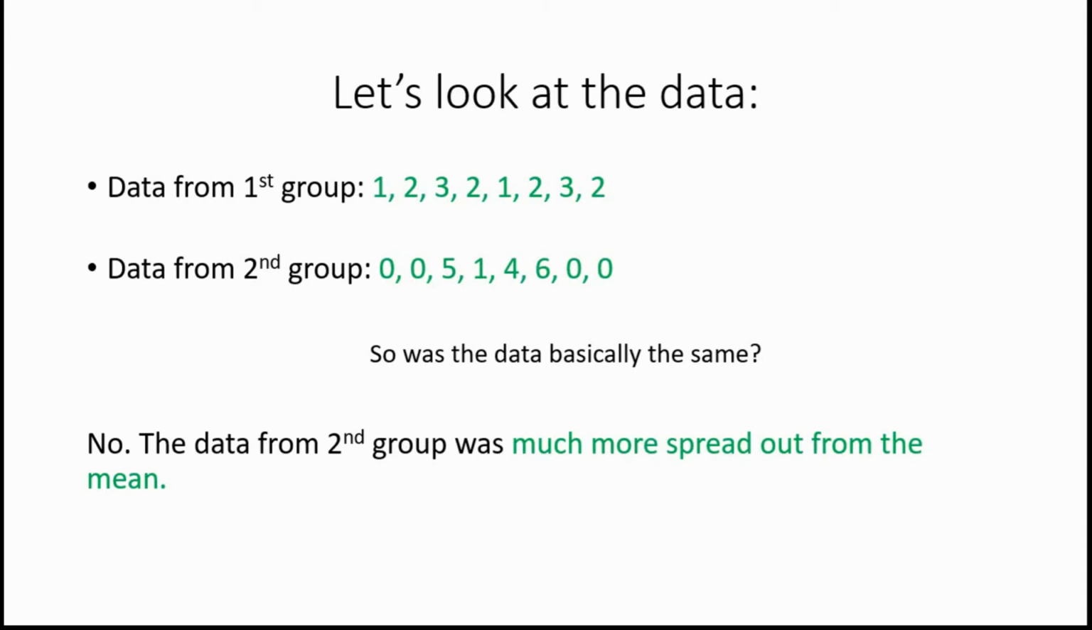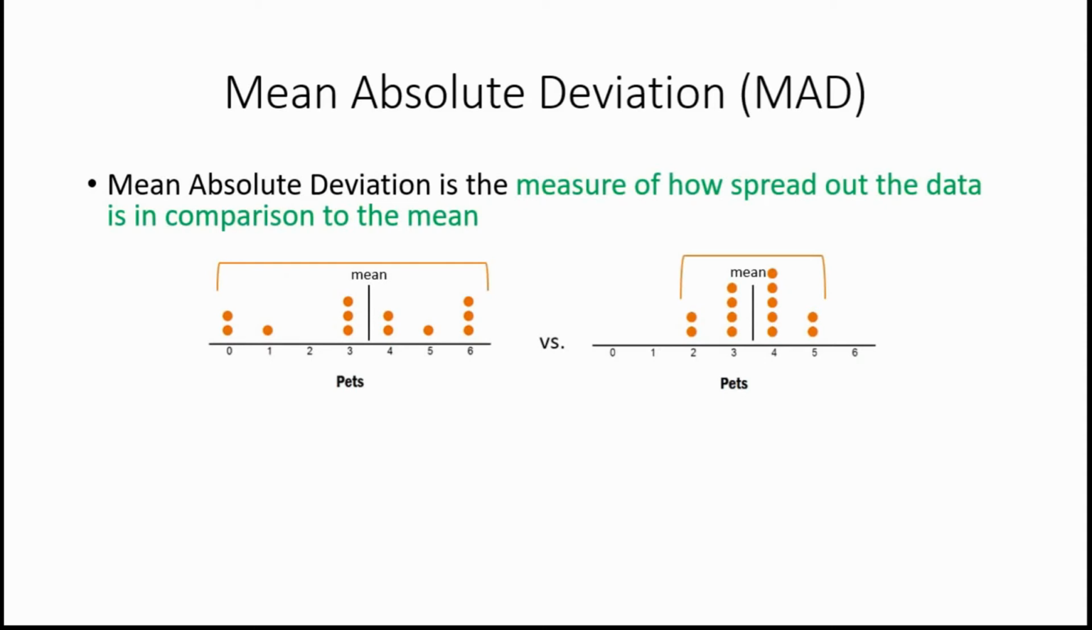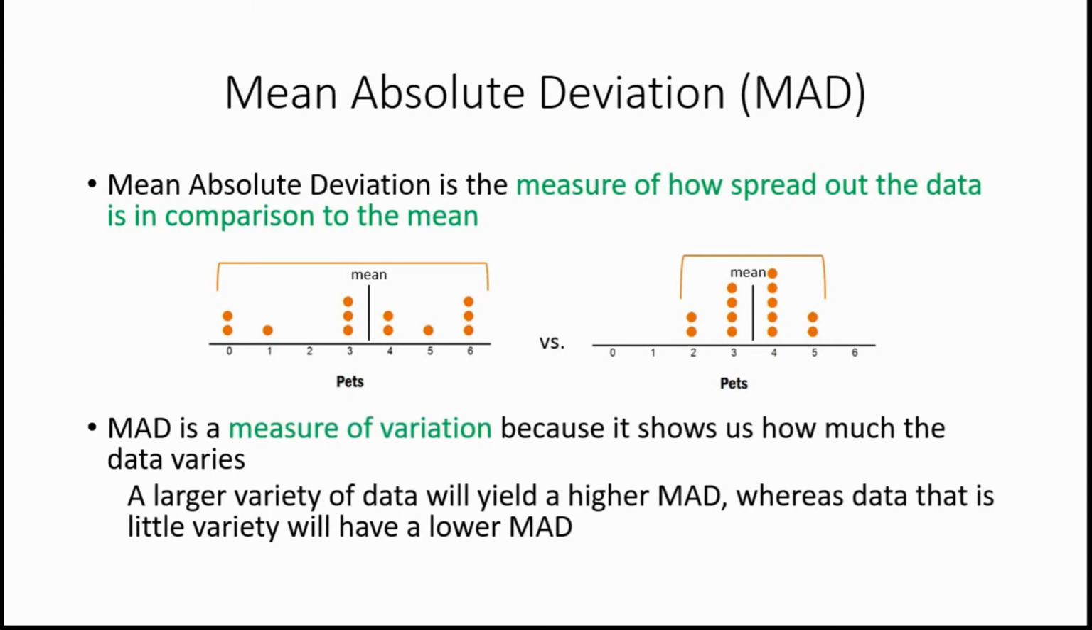So that's kind of what mean absolute deviation helps us do. Mean absolute deviation is the measure of how spread out data is in comparison to the mean of the set. So there are two examples here with the number of pets. You'll see on that first one and on the second one, they have the same mean. The mean is 3.5 on both of them. But on that first one, it's kind of spread out a little bit more. It's covering a wider variety of numbers than it is on the second one. It's kind of all in the same general area. So with mean absolute deviation, we're just seeing how spread out it is in comparison to the mean.